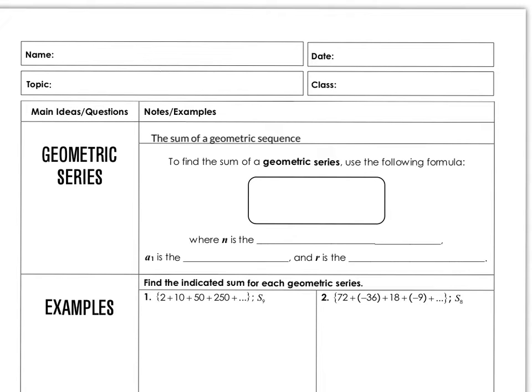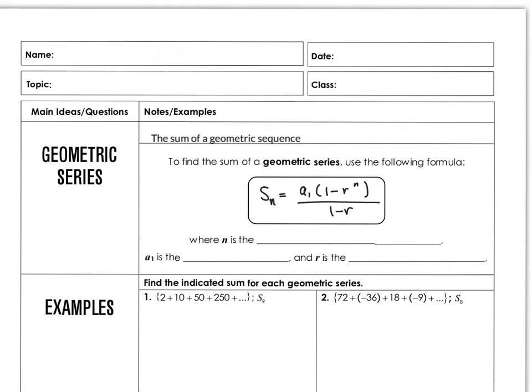Okay, this is 11.5, geometric series. A geometric series is the sum of a geometric sequence. So we dealt with geometric sequences already, but if you were going to find the sum, the formula for this would be to find the nth sum, the sum of the first n terms, which would be the first term, and then you would say 1 minus r to the n power over 1 minus r.